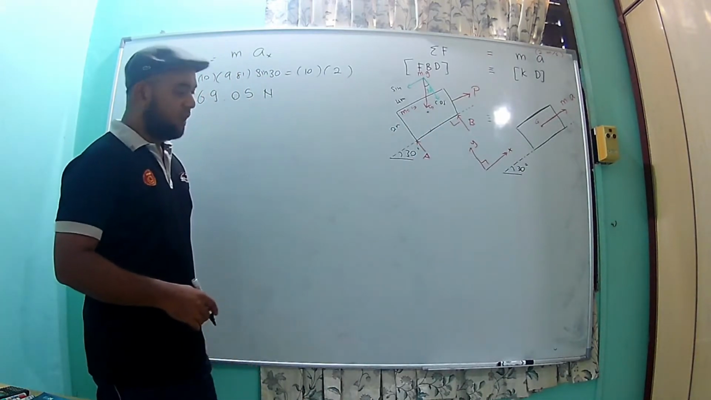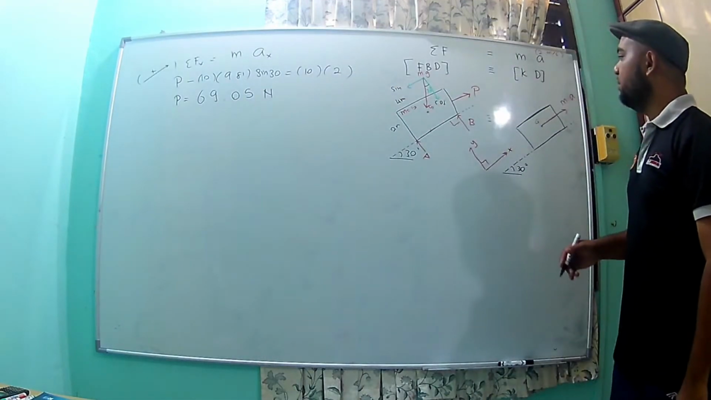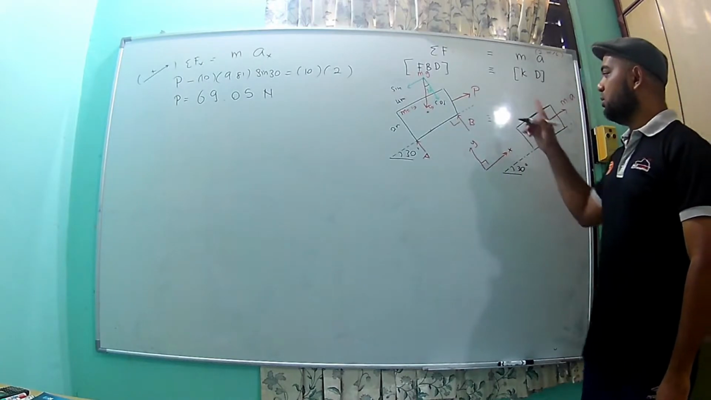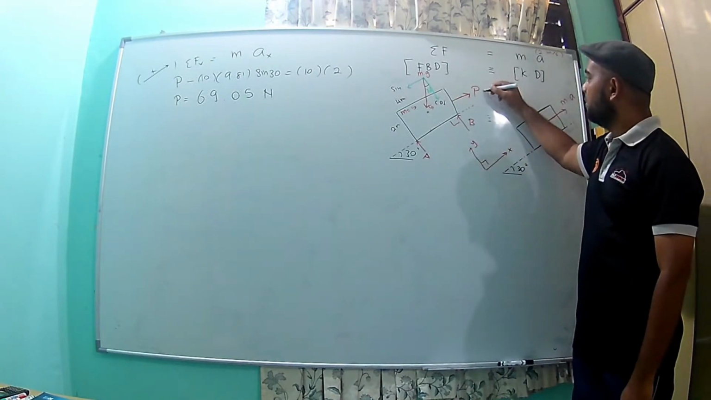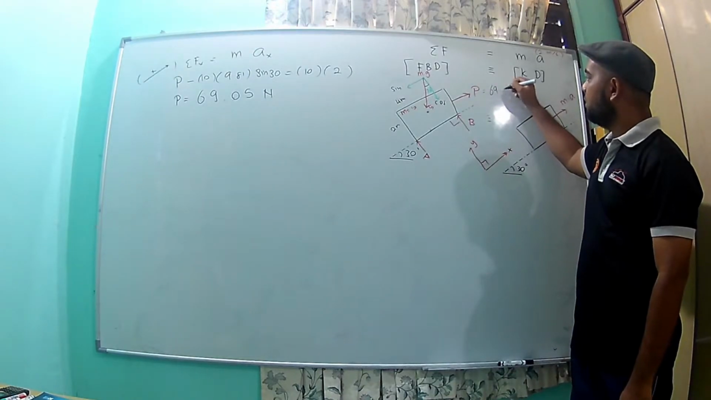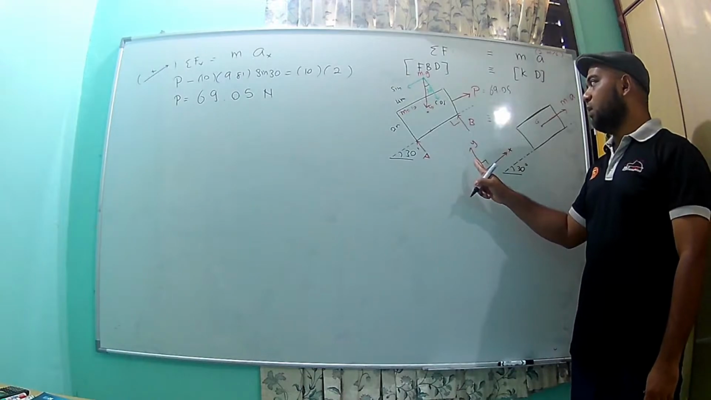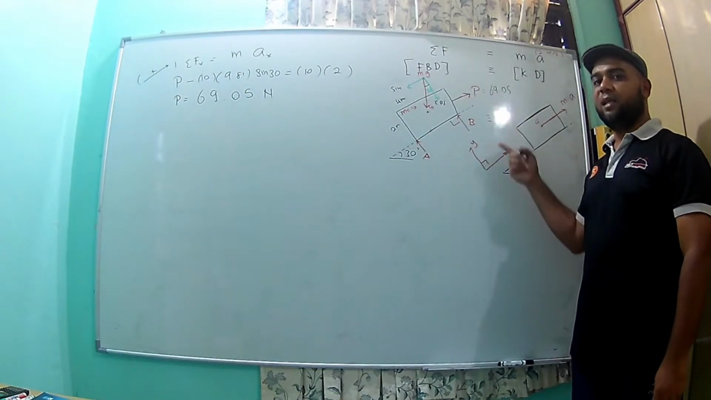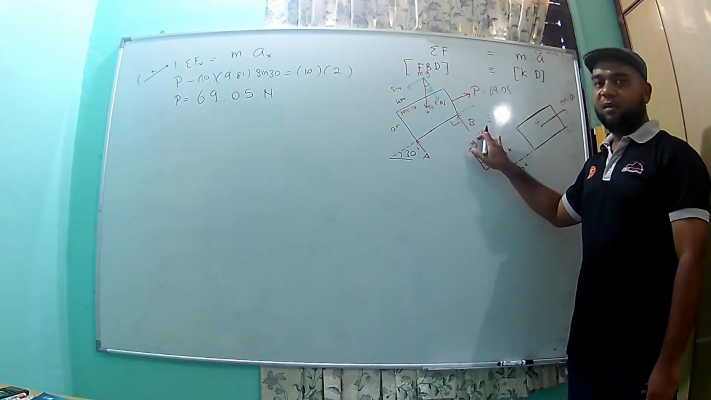Okay, for sigma moment, normally we will choose the point that we can eliminate one of the unknown. Now this is already known, which is 96.05. The only unknown is A and B. So we can take sigma moment at any point actually, but to make it easier, you can directly take sigma moment at point A or point B.